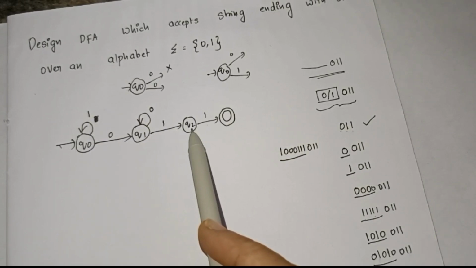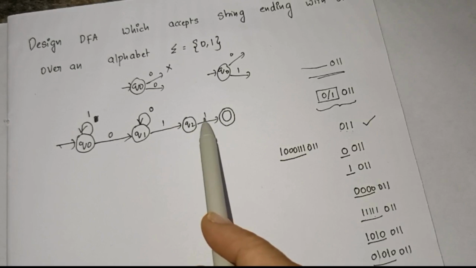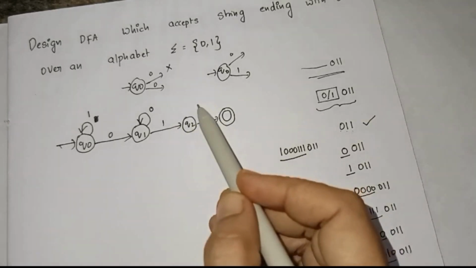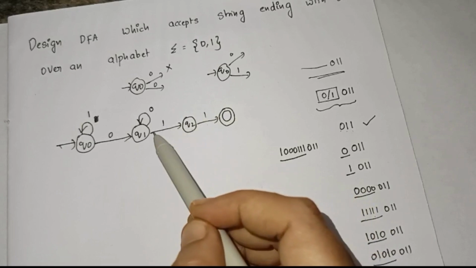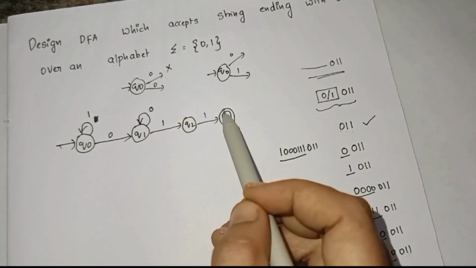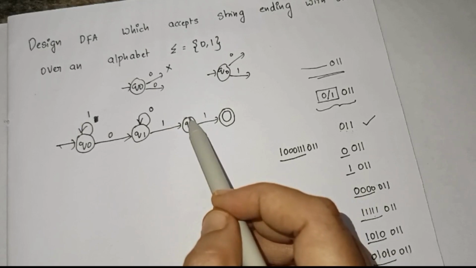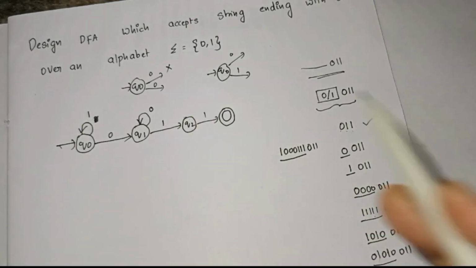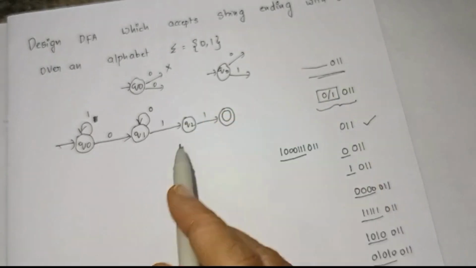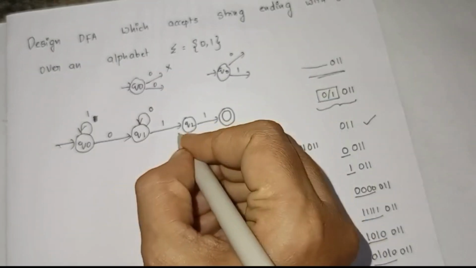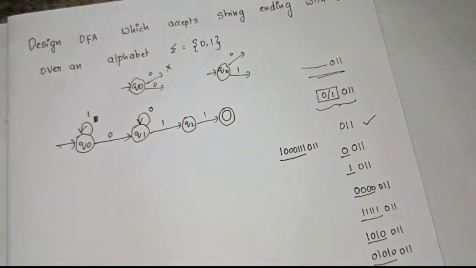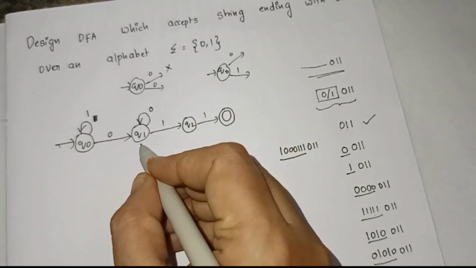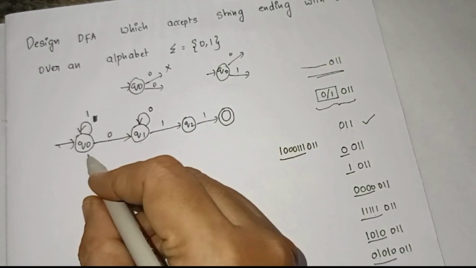Now Q2. Q2 is having a transition with 1. It doesn't have a transition with 0. If I put 0 here, then the string will end with 1, 0, 1. That way it is accepting 1, 1 and also it has a capability of accepting 1, 0, 1. So I can't put a self loop for Q2 with 0 input symbol. So we can't put Q2 on 0 to self state. We can either put a transition from Q2 on 0 to Q1 or Q0. Anything is possible. I can make a transition from Q2 to Q1 on 0 or Q2 to Q0.